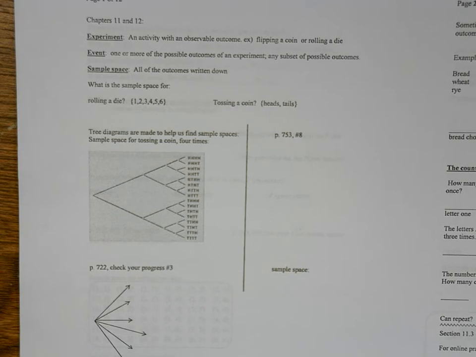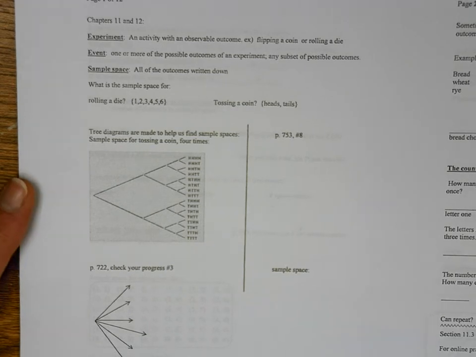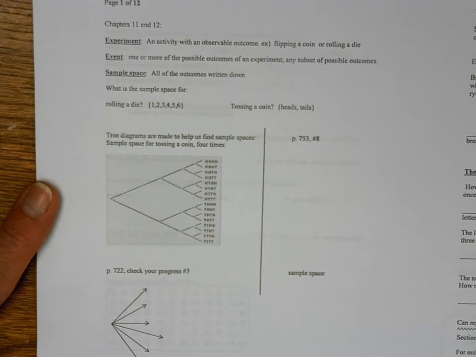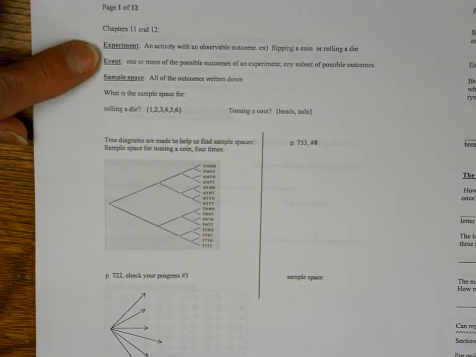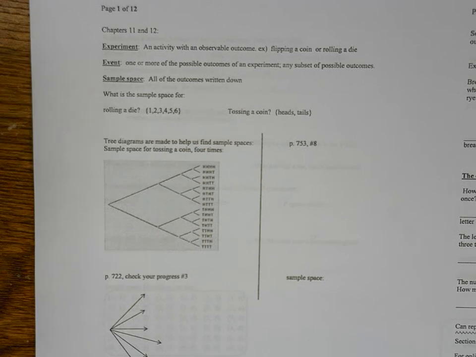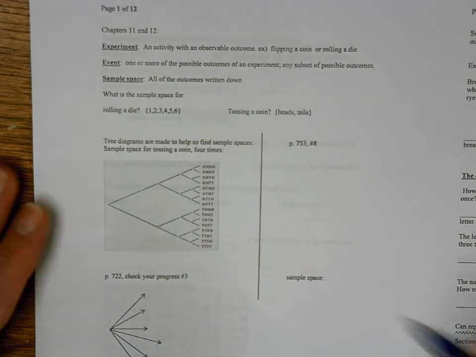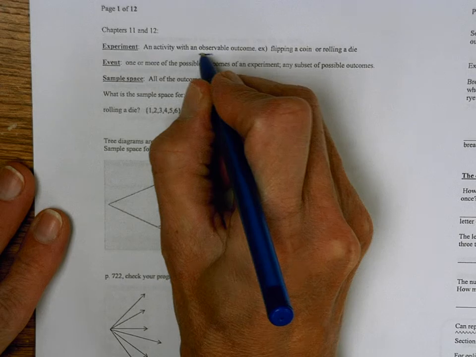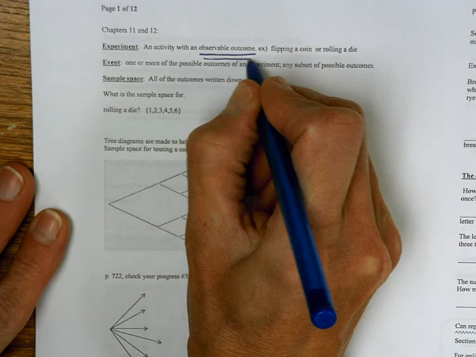We're going to be talking about probability and statistics this afternoon. And there's some vocab that we all need to be familiar with. The first one is the word experiment. An experiment is an activity where you can observe the outcomes. And you definitely want to highlight observable outcomes, because if you can't see it, then you can't observe it.